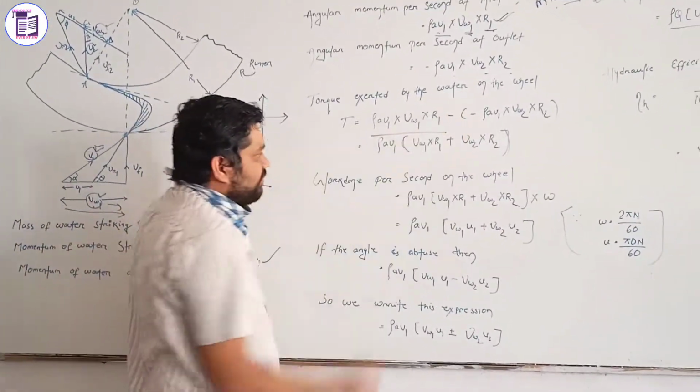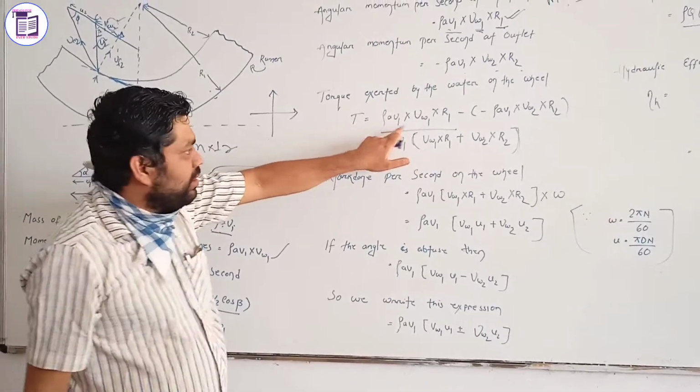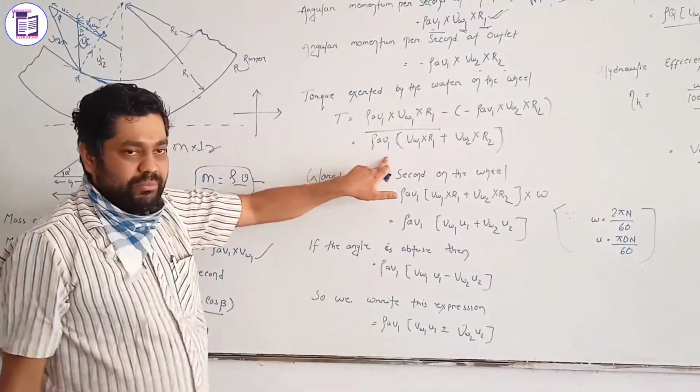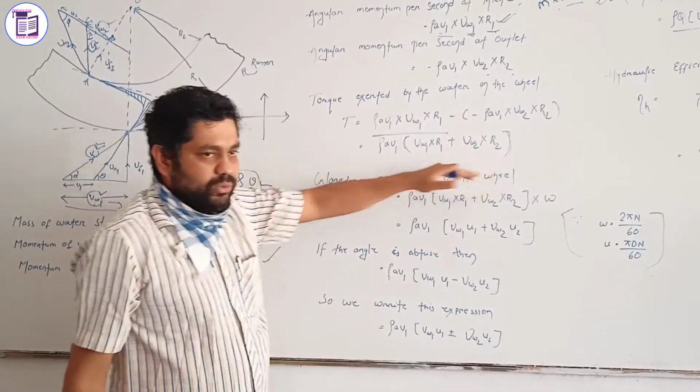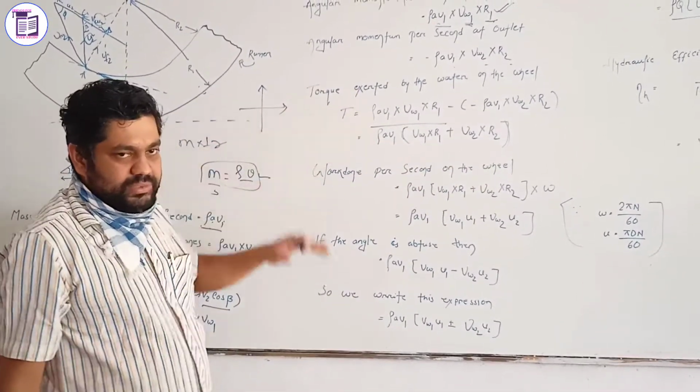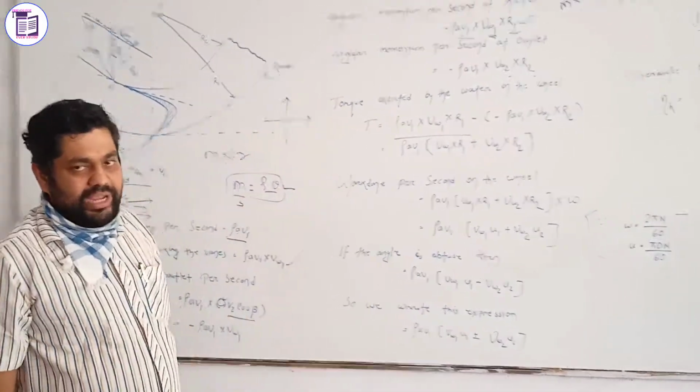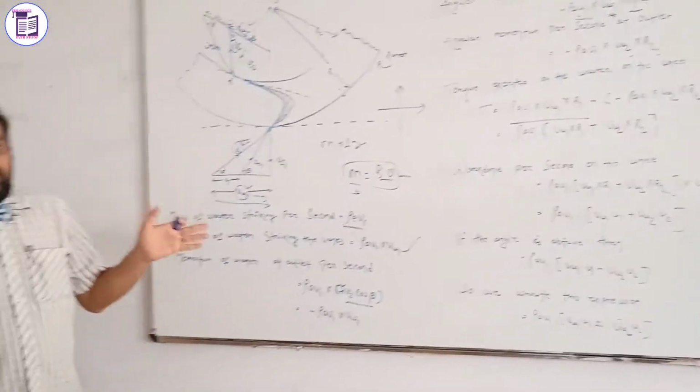So using this expression, minus and minus becomes plus, and rho A V1 is common to both. Taking the common factor, we get VW1 R1 plus VW2 R2. This is the expression for torque. So you will find the torque, because for efficiency we have to find it.